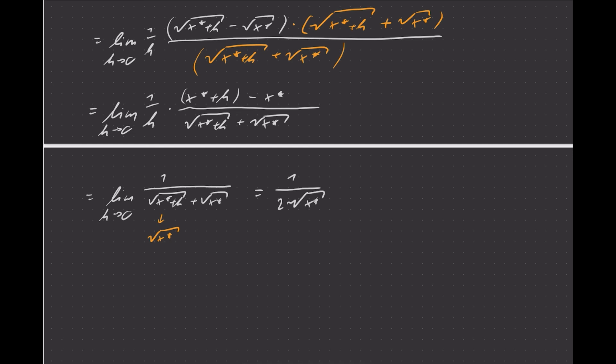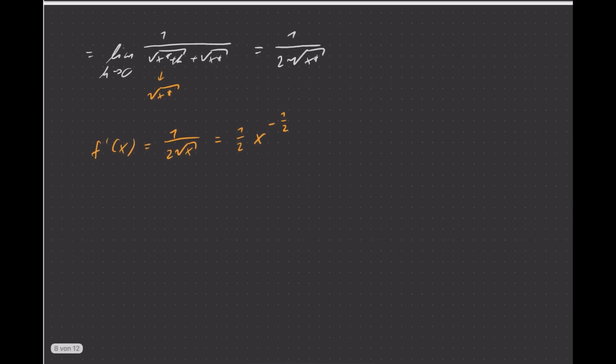And that again shows the limit does exist, and the value is also given. So the derivative of f is 1 over 2 times the square root of x. Or, in other words, you could also write this as 1/2 x to the power of minus 1 over 2. And now if you remember that the square root of x can also be written as x to the power of 1 over 2, you'll see this is in line with the rule that we derived before.